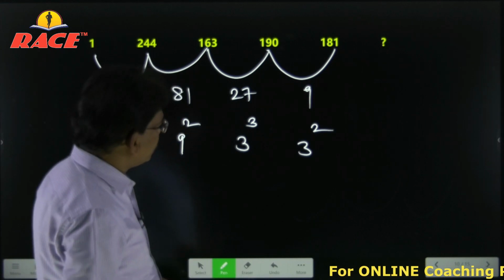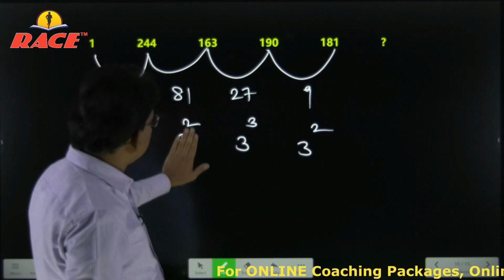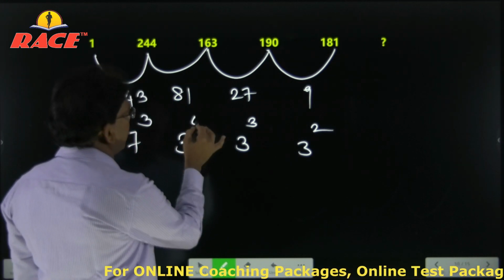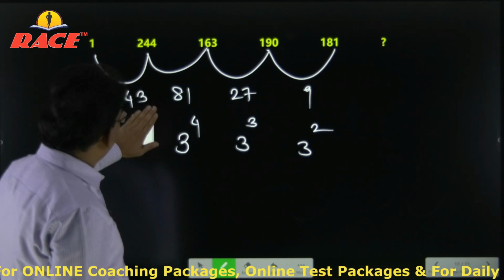But one thing I can observe. This is 3 square, 9. This is 3 cube. This is 3 to the power 4. 3 to the power 4 is 81. Then what about 243?